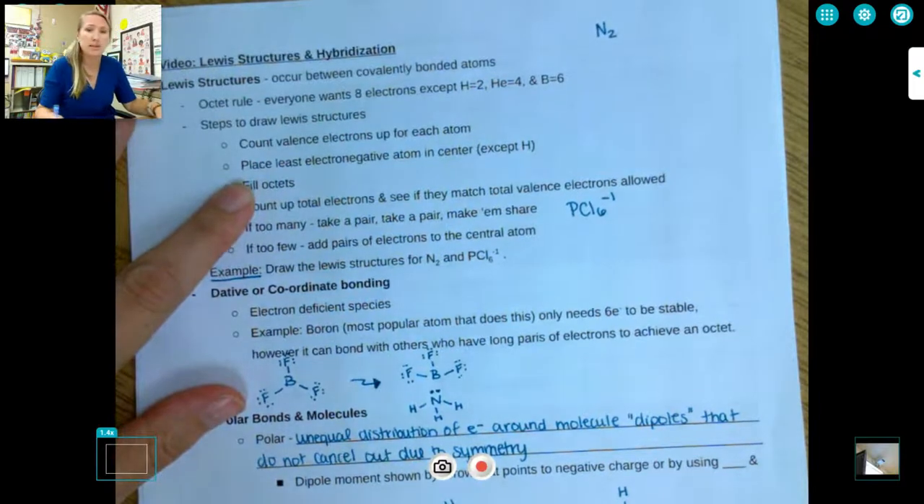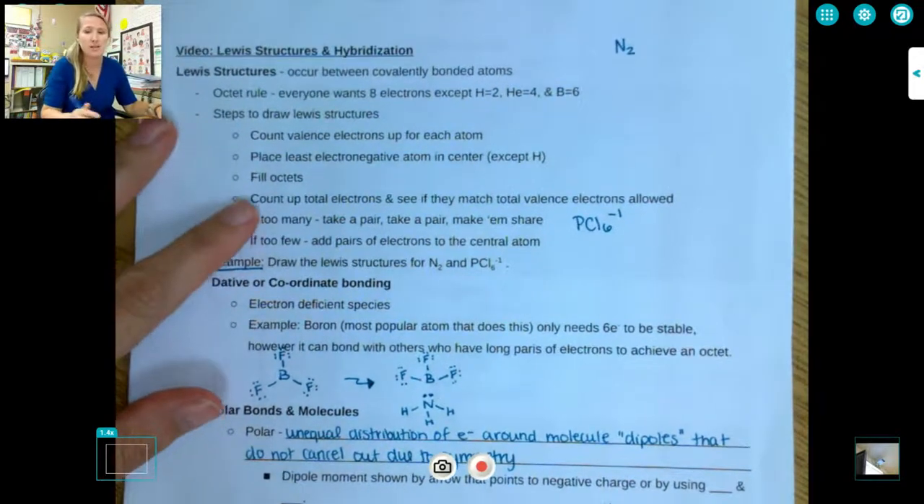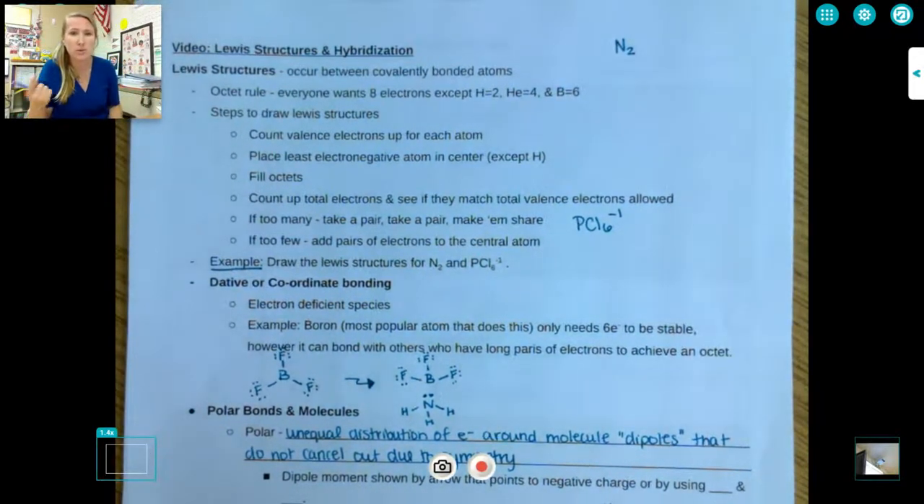Then we're going to put the least electronegative atom in the center, except for hydrogen. Hydrogen only wants one bond, so we can't ever put that in the center. It just won't bond with more than one thing. Then we'll go and fill everybody's octets. We'll count up the total number of electrons and see if they match the total number of valence electrons that we're actually allowed. If there's too many, we'll take a pair and make them share. And if there's too few, which is new, we'll add pairs of electrons to the central atom.